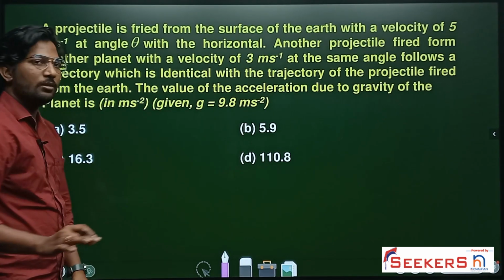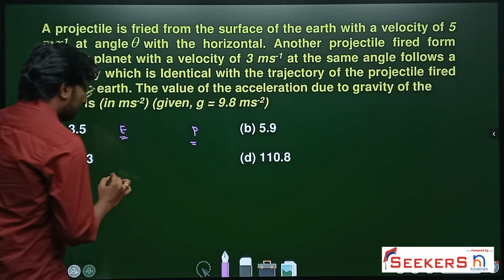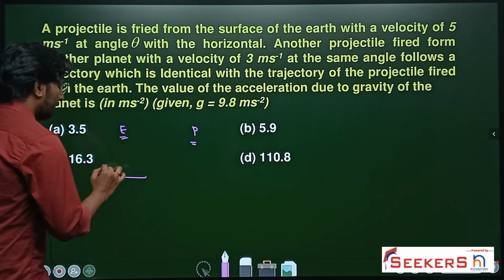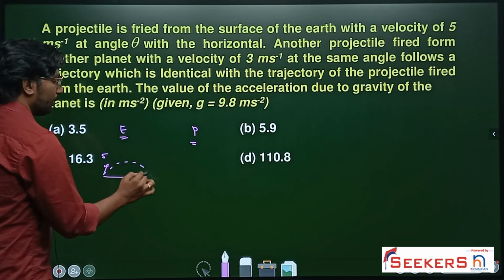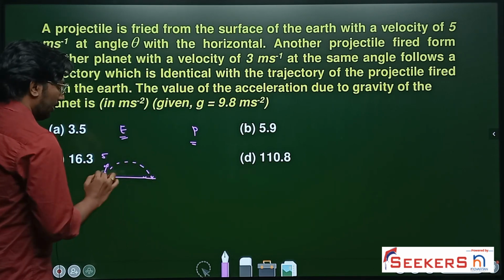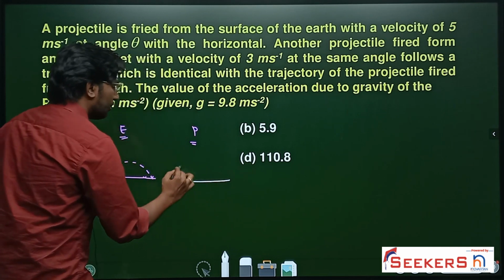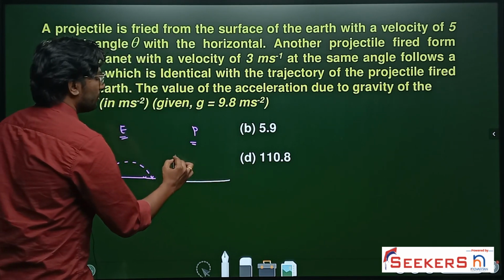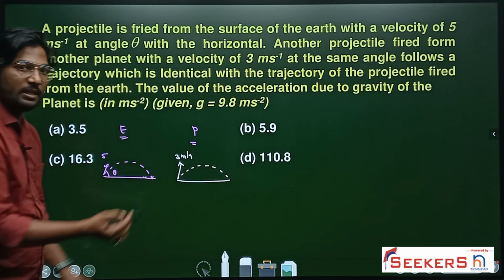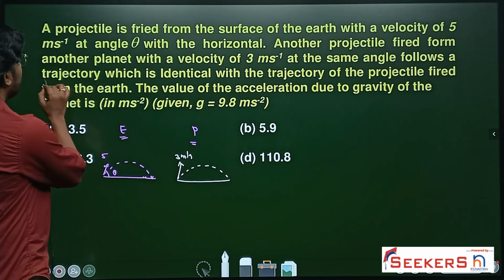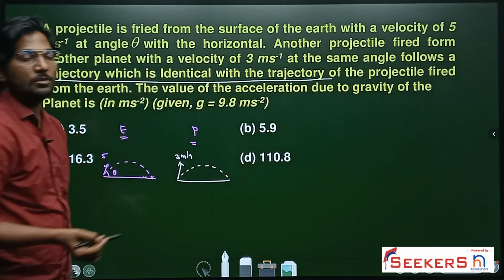So let's understand the question very clearly. There is earth and there is some other planet. From earth somebody fired the projectile with velocity 5 meter per second and it followed a particular trajectory and ended up over here, and the angle of projection is theta. Now we went to some other planet upon which we again fired the projectile with a different velocity, this time 3 meter per second, but they said the trajectory of this projectile in the other planet traces the same thing. This particular statement is really important in solving this question.